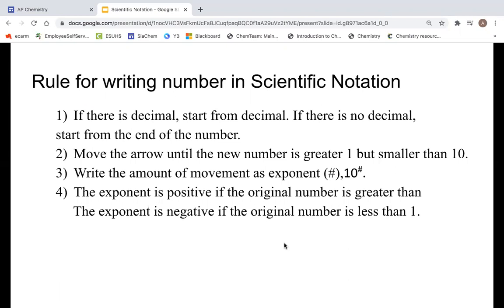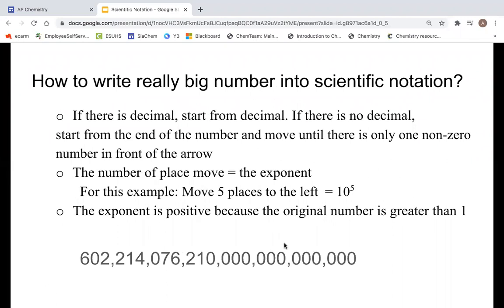I'm going to move on. So for example, this really, really big number that we saw at the beginning of the session, how do you write this? Here is how you do it. First, you look at it. That is really, really big, so you look for the decimal. There's no decimal, so you always start from the end, and you move until your number is between 1 point something and 9 point something. That means 1.000 something to 9.9999 something.